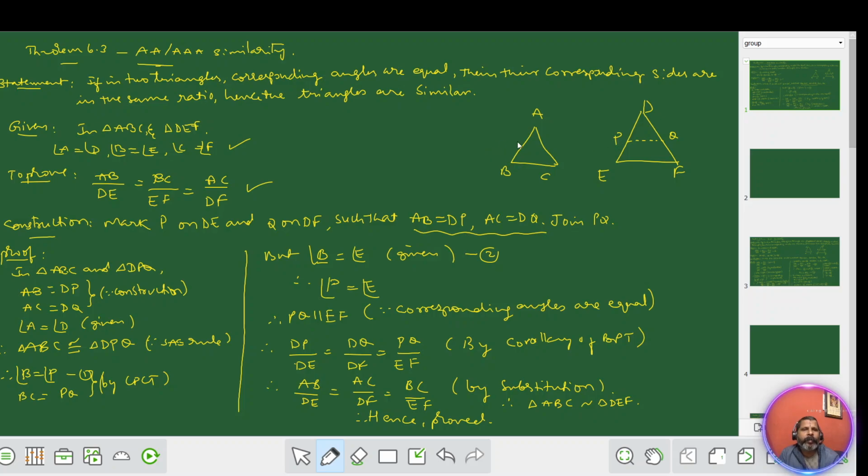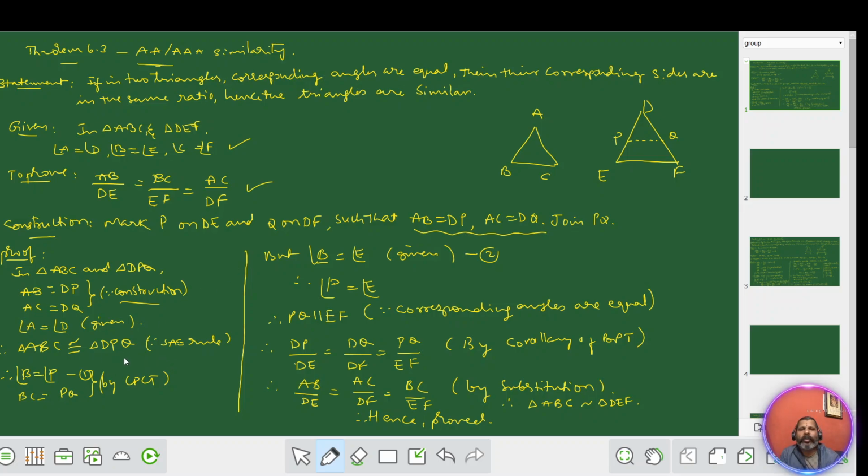In these two triangles, ABC and DPQ, if you observe, by construction we have two sides already equal, and by given A and D are equal. Check out: AB and DP, AC and DQ are equal by construction, and by given, because all the angles of ABC and DEF are equal by statement, A and D are equal. So based on these three properties, the triangles ABC and DPQ are congruent triangles by SAS rule.